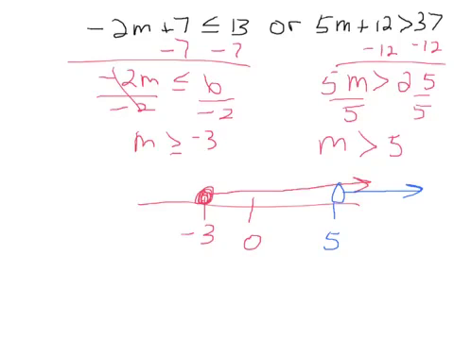So now just make that into one single ray going out here, and that is my compound inequality that says that m is greater than or equal to negative 3, or m is greater than 5. In this case it's both of them. If both of these are true, or even if just one of them is true, then the statement is true. Good luck.